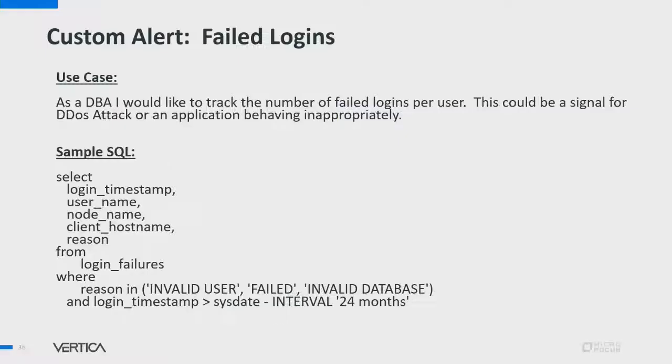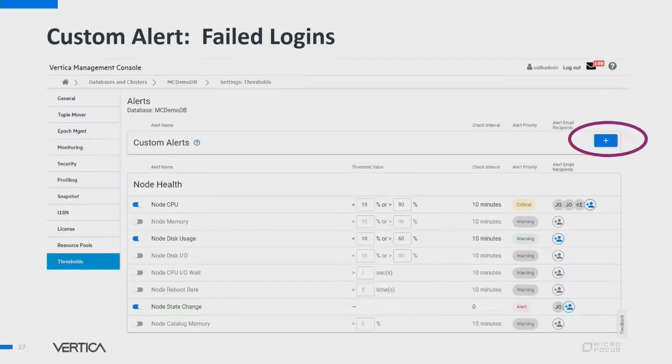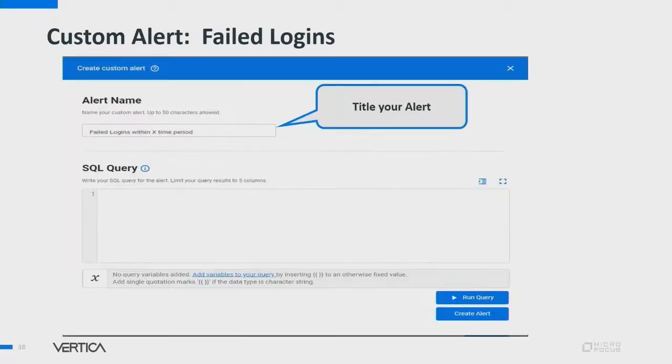So failed logins. As a DBA, I would like to track the number of failed logins per user. This could be a signal for a DDoS attack or an application behaving inappropriately. We have a sample query here that I'd like to create a custom alert against. So let's walk you through how to create a custom alert. Within the MC, you go to the Thresholds Alert page and you select the plus sign for the custom alerts. This will bring up a form for you to fill out.